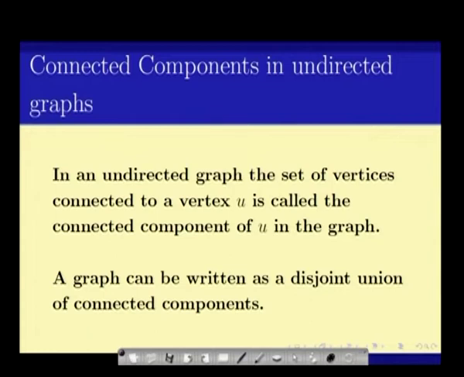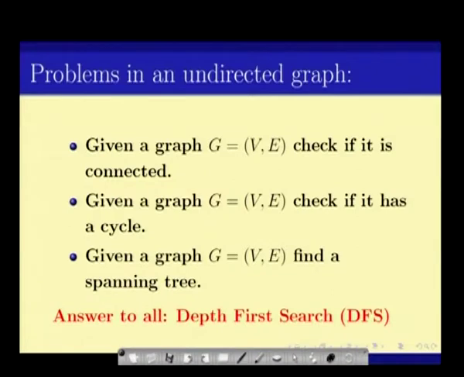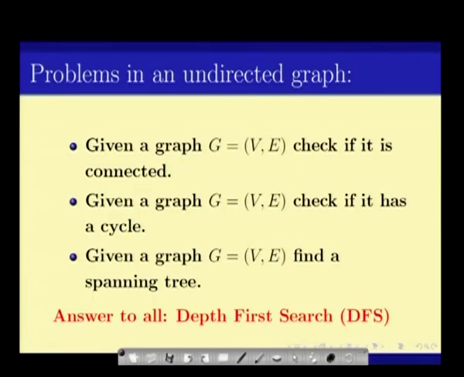A graph can be written as a disjoint union of connected components. Some of the most important or basic problems that can be asked is that given a graph G, is this graph connected, or given the graph G, is there a cycle? A cycle is a set of edges or a path that starts from a vertex and ends up reaching that vertex only. Also, one can ask questions like, given a graph G, can you find a spanning tree?